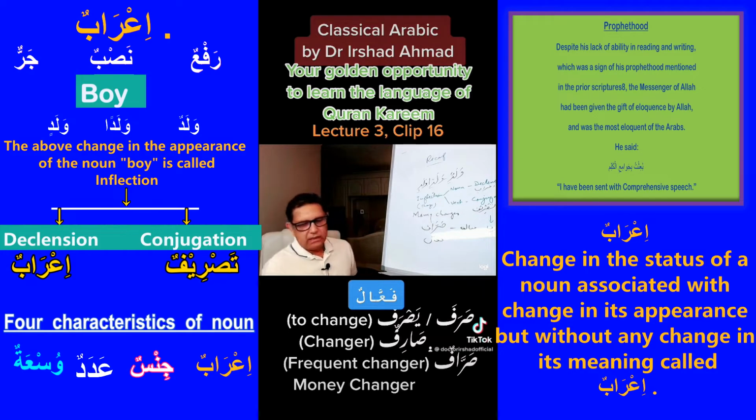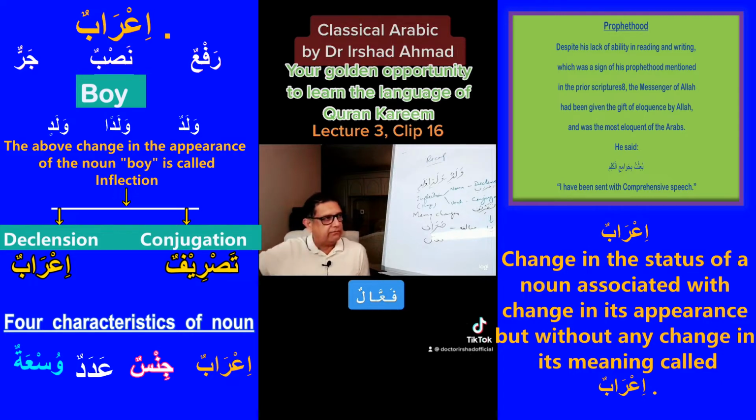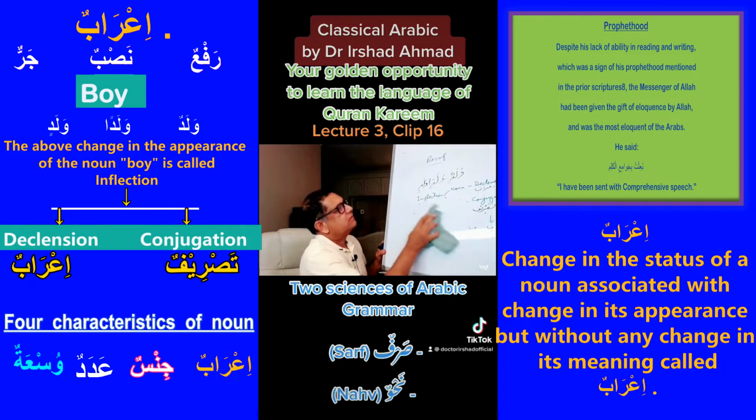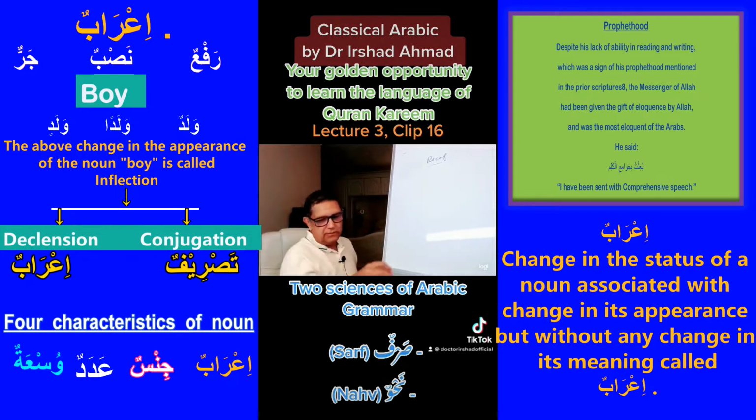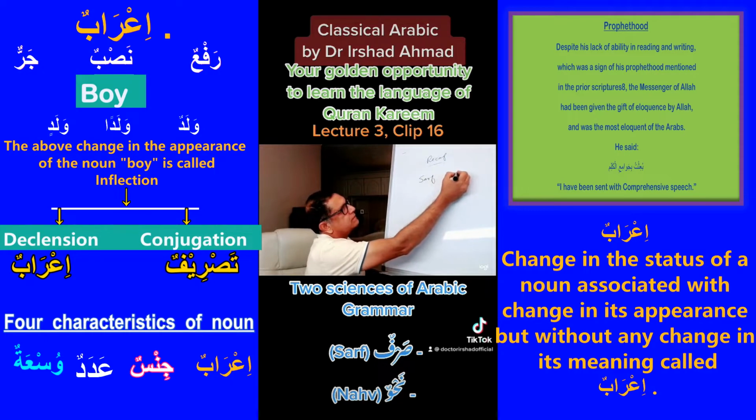In fact, many Arabic teachers start off with something called sarf, and then they move on to something called nahw. So these are two sciences of Arabic grammar, sarf and nahw.